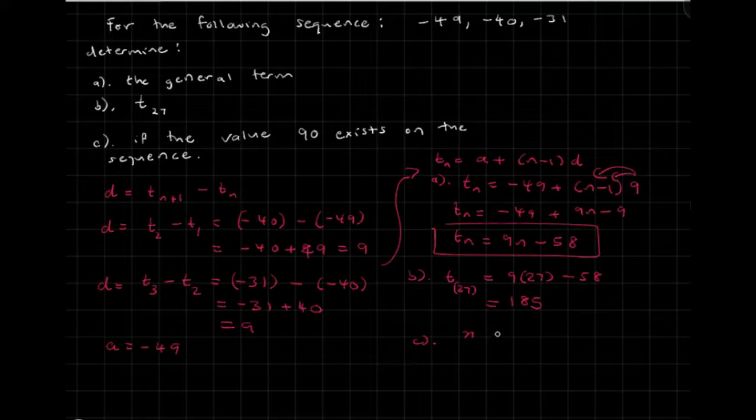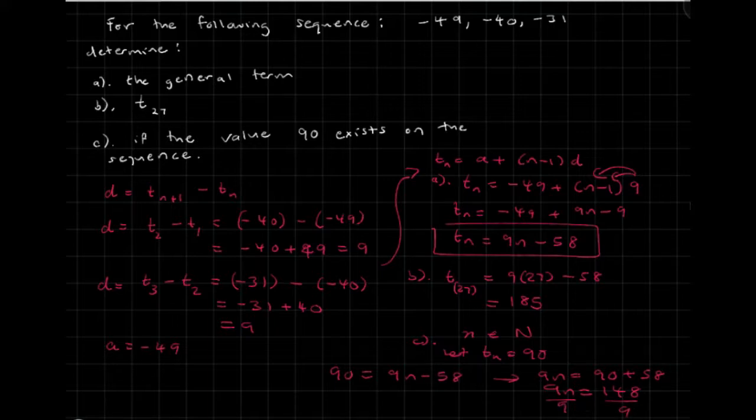We know that if n belongs to the set of natural numbers, then the term 90 will exist in the sequence. So we need to solve for a term number. I'm going to let Tn equal 90 and equate this to my general term, 9n minus 58. Therefore 9n is equal to 90 plus 58, which is going to give us 148.